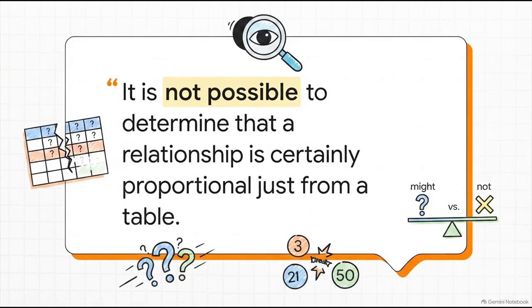To debunk this table trap, we have to look at this direct insight from our instructional material, which states, it is not possible to determine that a relationship is certainly proportional just from examining a table. And why is that? Because there might be other pairs of values not shown on that specific table that are related by a totally different unit rate. Those hidden, unlisted values could completely break the pattern. A table can definitely tell us a relationship might be proportional, or it can prove it's definitely not proportional. But a limited table all by itself, it just can't give us absolute certainty.